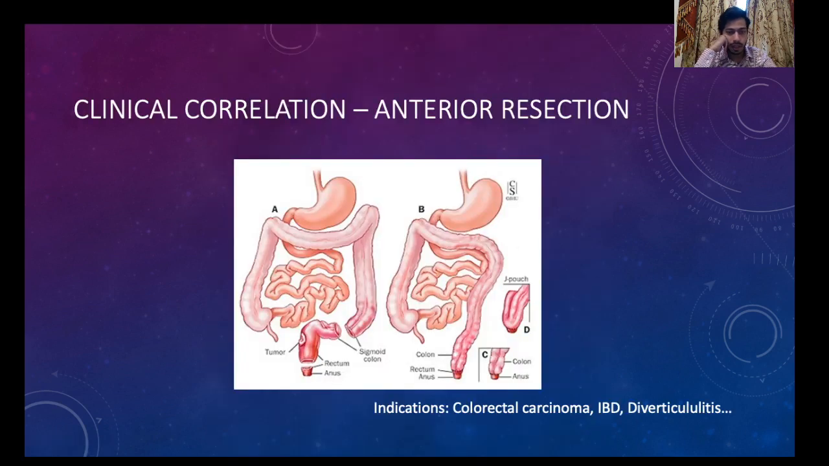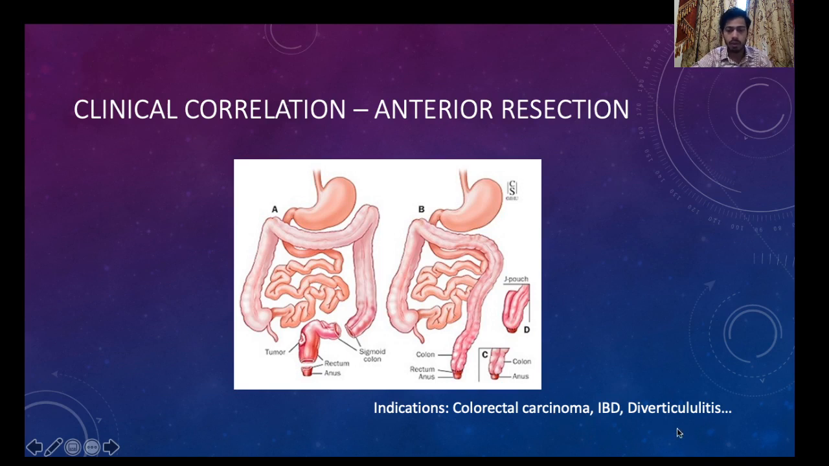So the clinical correlation to this is a procedure known as the anterior resection. This is when essentially we remove this entire aspect from the sigmoid all the way to the ileum of the small intestine. And the reason why we do this can be because of cancer. It can be due to inflammatory bowel disease, so Crohn's or ulcerative colitis, and also diverticulitis.